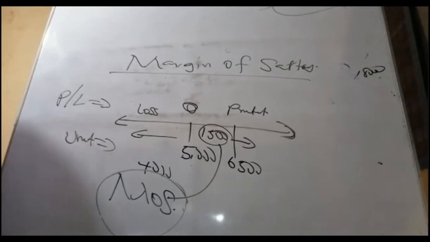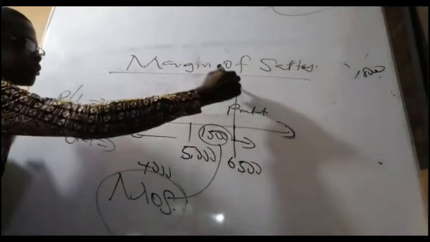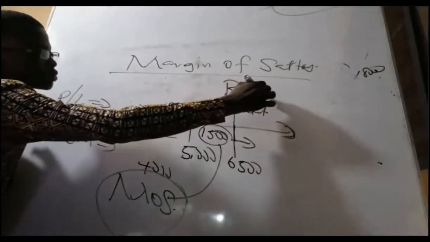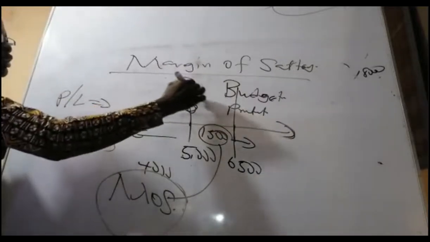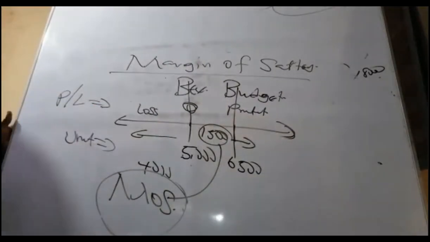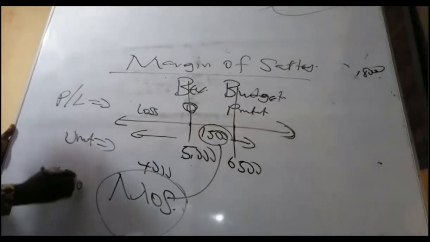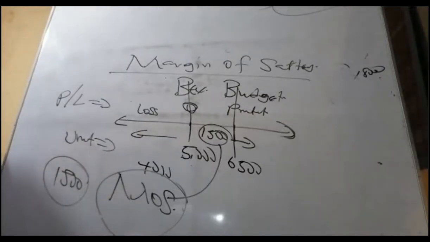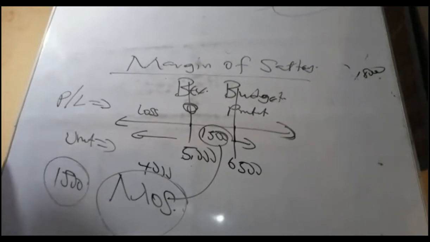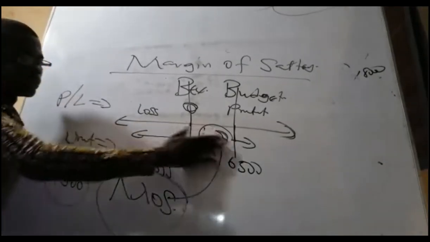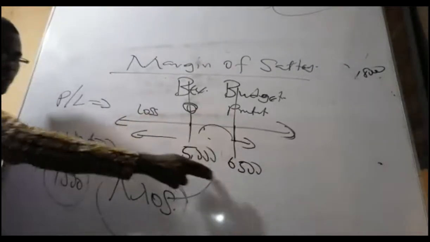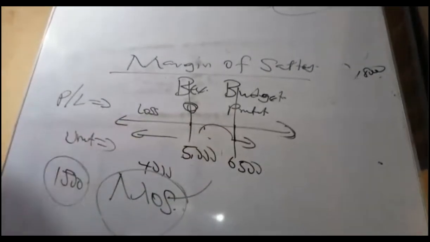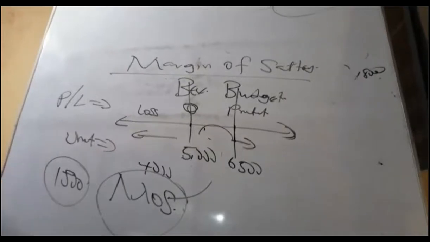Now, this is the concept of margin of safety. So this is your budget. Call this level budget. Call this level break-even, right? So how do you find this 1,500? Who can drop the formula for me? If this is break-even and this is the budget, and they are different by 1,500, then how do you derive a formula for margin of safety?